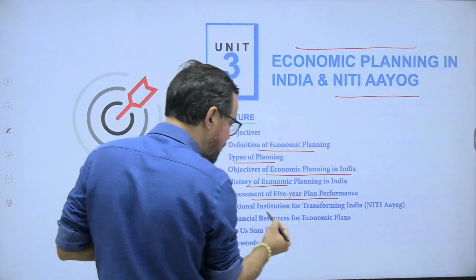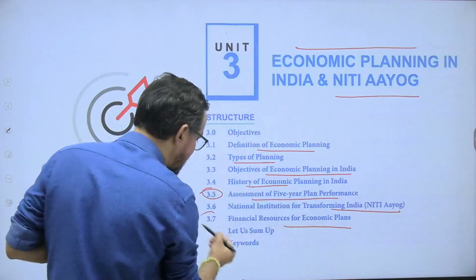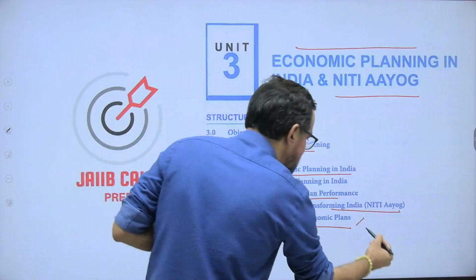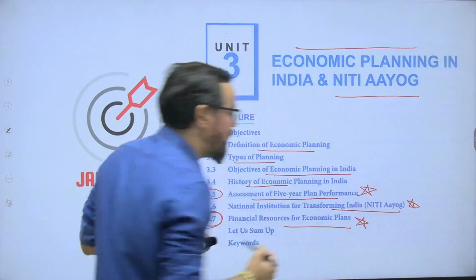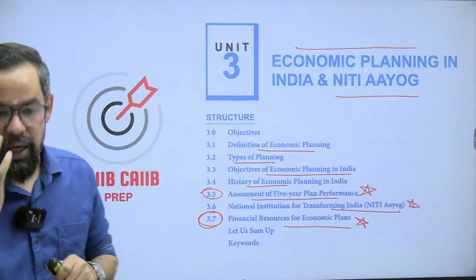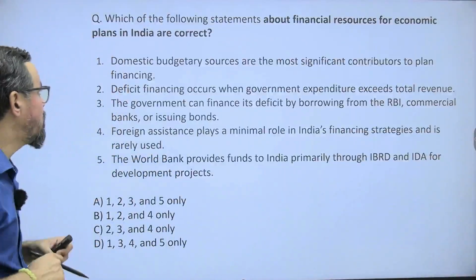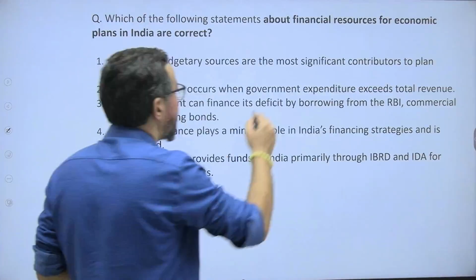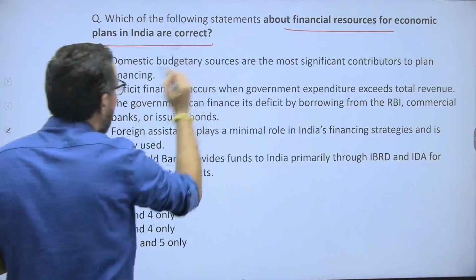This is one topic. Niti Aayog and economic resources. This part is very important. This last subtopic and the planning assessment. These are the subtopics which get asked so many times in the examination itself. So the question is, which of the following statements about financial resources for economic plan in India are correct?